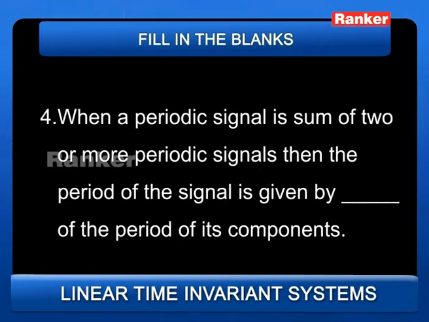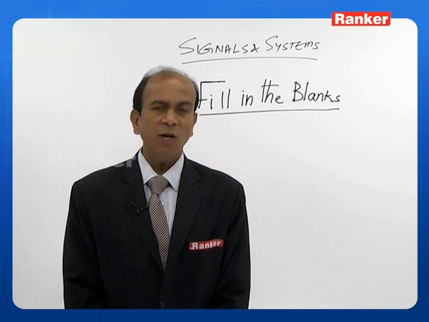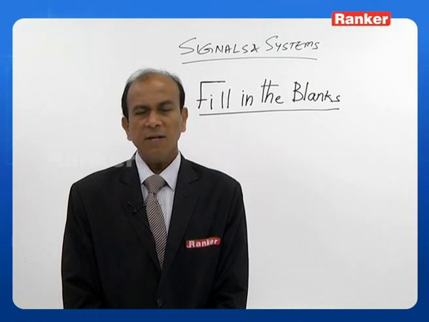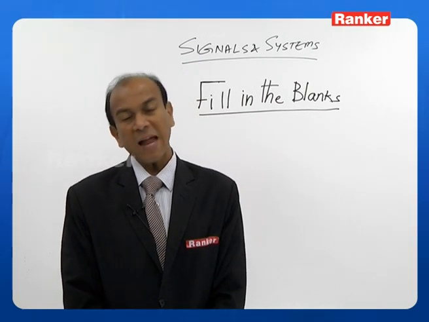Question number 4, fill in the blank. When a periodic signal is the sum of two or more periodic signals, then the period of the signal is given by the dash of the periods of its components. That means, I have taken two periodic signals and added them, and got a signal. Then how do I calculate the period of that signal?